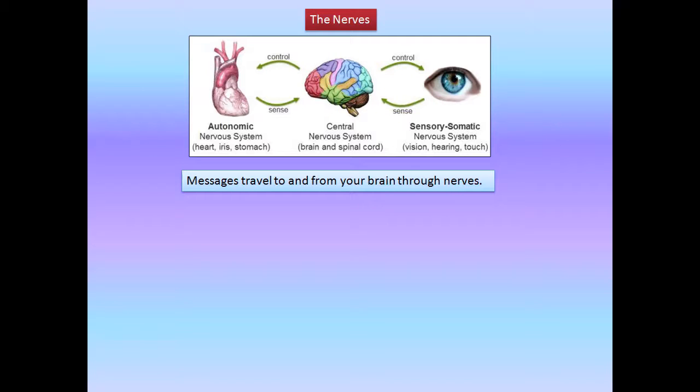So how does everything, this message, etc., go into the body? It is through nerves. Whenever we touch something hot, we pull our hand back. How does it happen? All these are sent through the nerves. When we see something, the message goes through nerves to the brain, and again it comes back through nerves to the eyes, so that we visualize and understand it. It is the same with the other organs too. So messages travel to and fro from your brain through nerves.